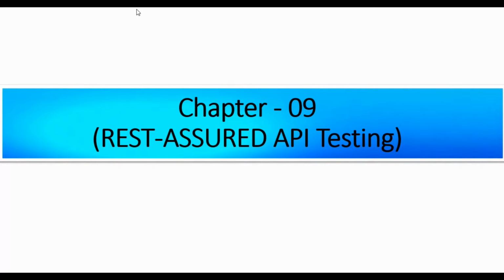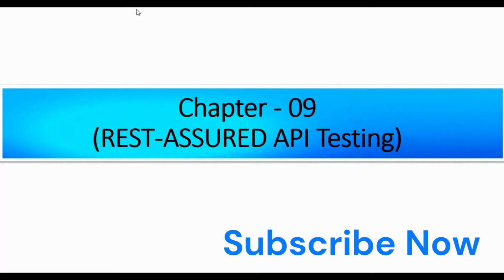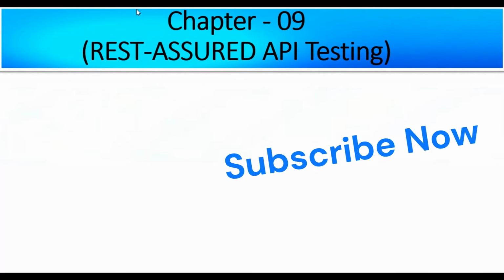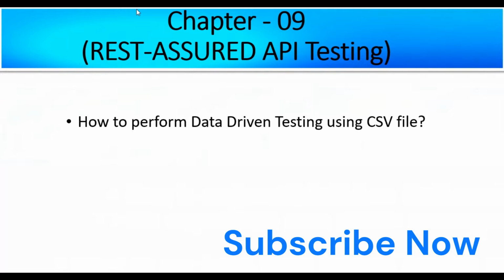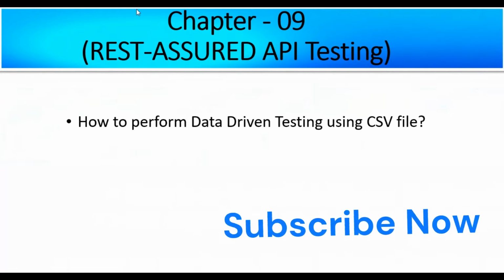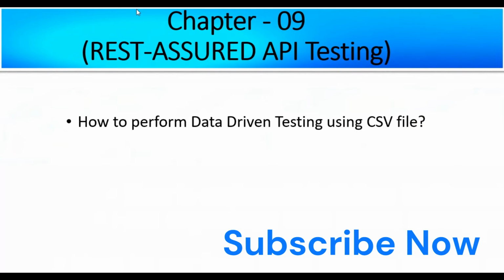In the previous REST Assured API testing tutorial, I discussed how to perform data-driven testing using a JSON file in REST Assured API testing. And in this chapter 9, I will discuss how to perform data-driven testing using a CSV file in REST Assured API testing.